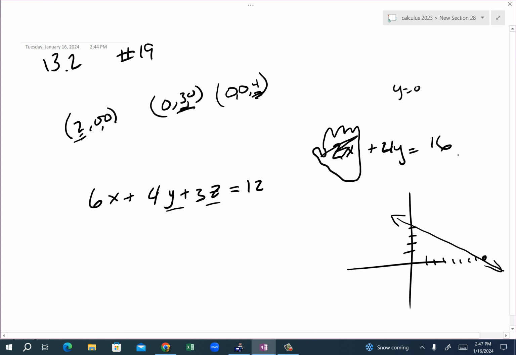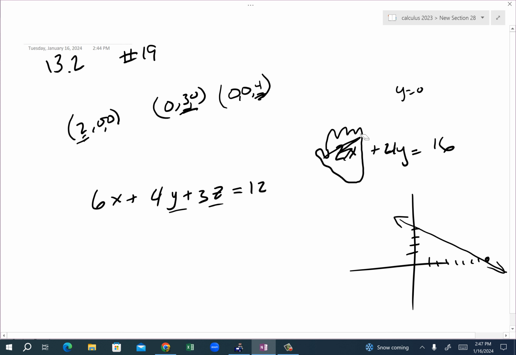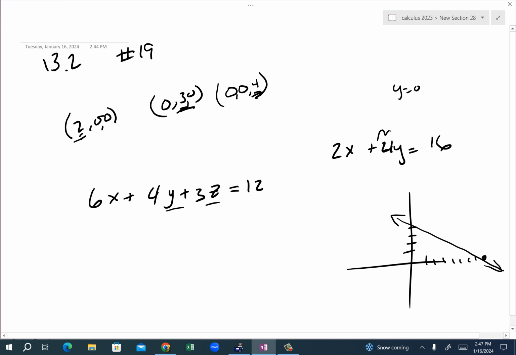Nice. And then you do the same thing again, the so-called palm method. Nice. What happened to my y? I don't know. It's gone. There you go. So 2x equals 16. x equals 8. Okay. Now, you can do it a different way.